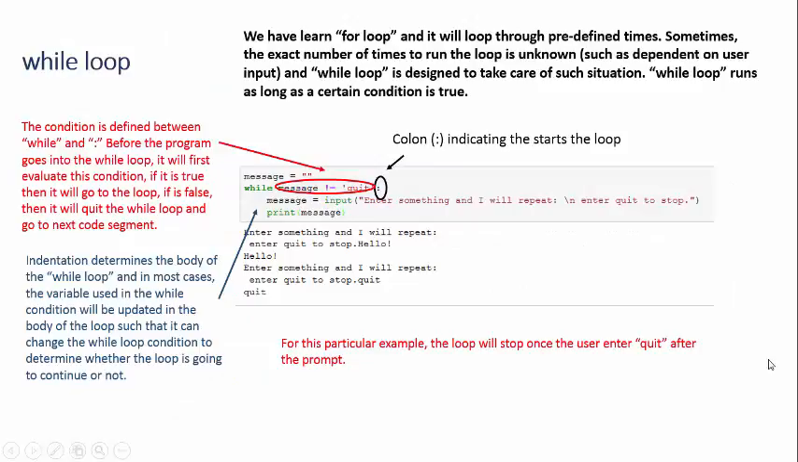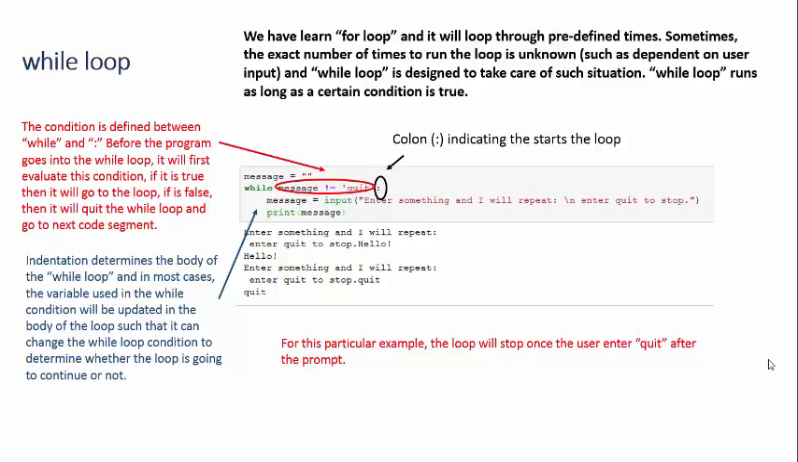Okay, once we finish the input function, now let's go to the next topic, which is the while loop. We have already learned the for loop a couple weeks ago, and the for loop will loop through the body of the for loop for a predefined number of times. And sometimes the exact number of times to run the loop is unknown, such that it will depend on the user's input. And in those cases, the for loop is not going to work, but the while loop is designed to take care of such situations. The while loop runs as long as a certain condition is true.